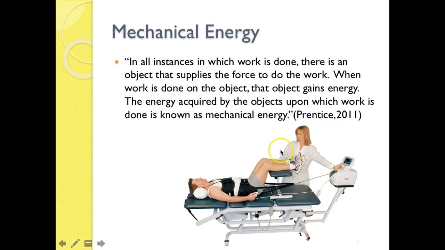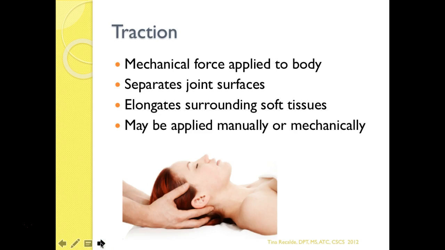So based on Prentice's definition, in all instances in which work is done, there is an object that supplies the force to do the work. So in this case, the traction unit is applying the force. When the work is done on the object, which is the patient's spine, the object gains energy. This energy acquired by the object upon which work is done is known as mechanical energy. So this is how we define it in traction.